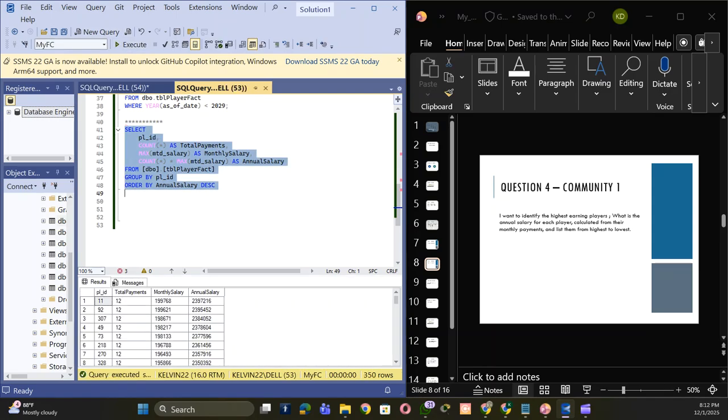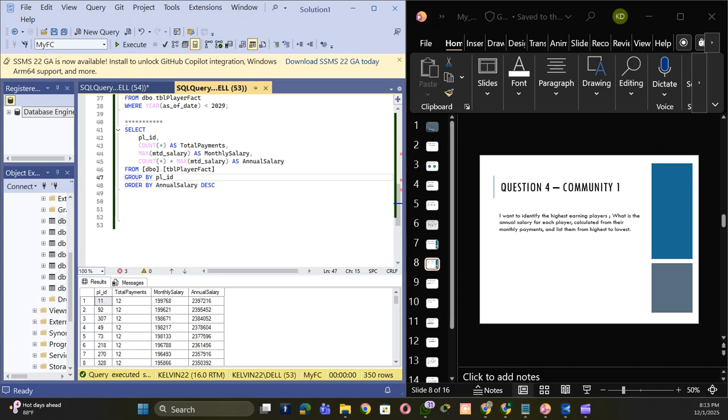Yes, so this is a table. This table lists the player ID number and then total payments. You can see that it is annual, so for 12 months it has paid all players for 12 months. It lists the months and year, and also the annual salary, so it calculates all of them.